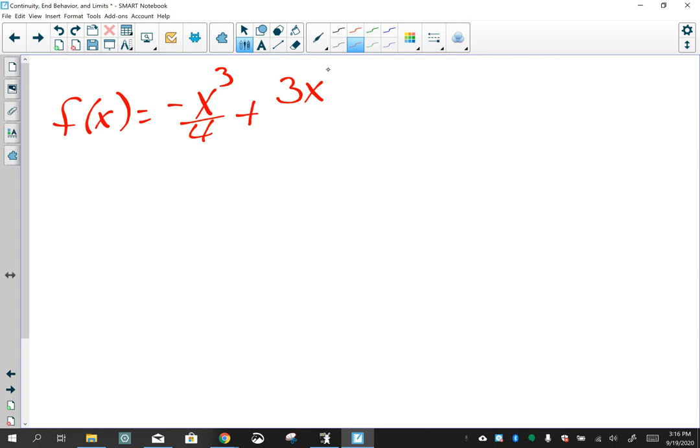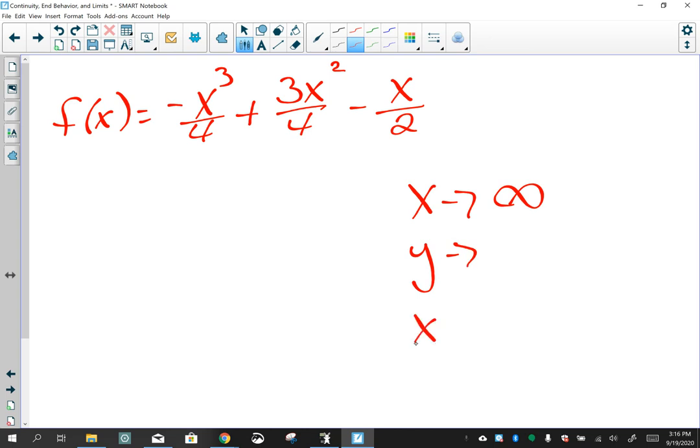-1/4 x cubed plus 3/4 x squared minus 1/2 x. What I want you to do is use your lead coefficient test, and come up and tell me, as my x goes to infinity, what is my y doing? And as my x goes to negative infinity, what is my y doing? That is what I'm looking for here, okay? So pause the video, try it out, and then hit play and check your answers.